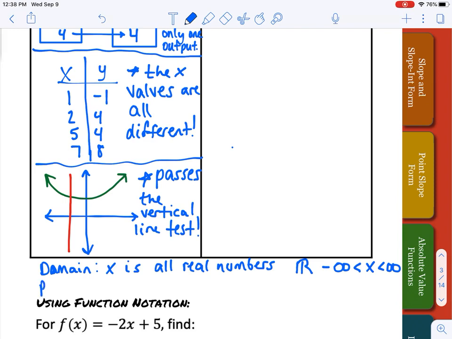And then our range, we'll say is at 2, and we're talking about our y values this time. So our y's start at 2 and will only increase as they go up. So our range is y is greater than or equal to 2.